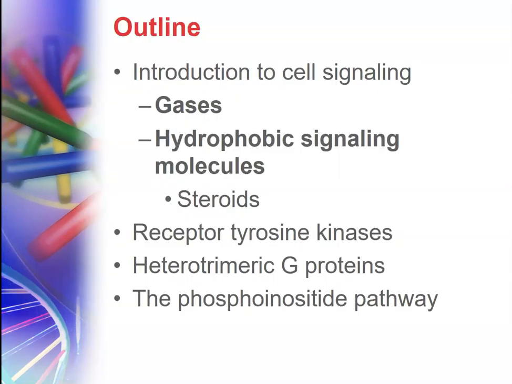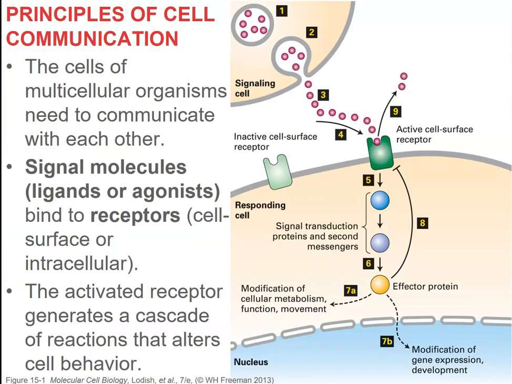So here's my outline for today. We want to talk about an introduction to cell signaling using gases and hydrophobic signaling molecules as examples. And later on we'll talk about receptor tyrosine kinases, the heterotrimeric G proteins, and then the phosphoinositide pathway. But today is mainly an introduction.